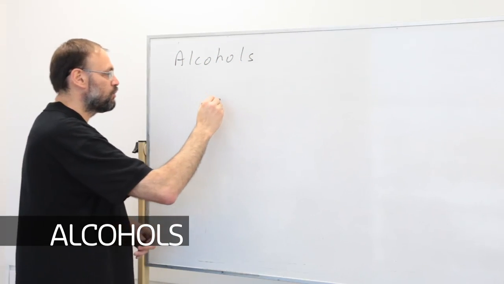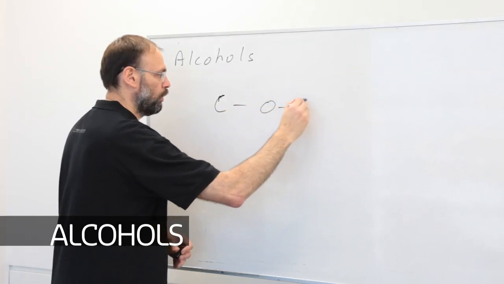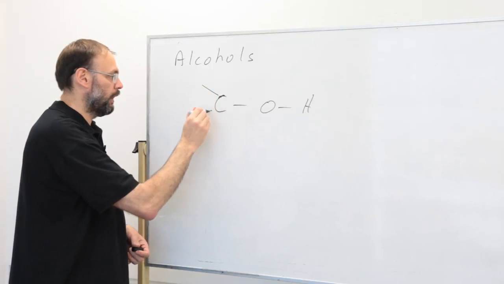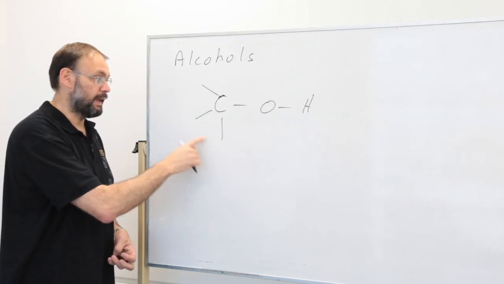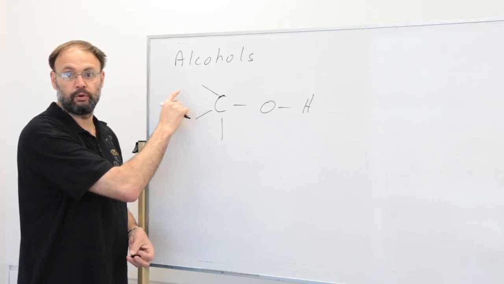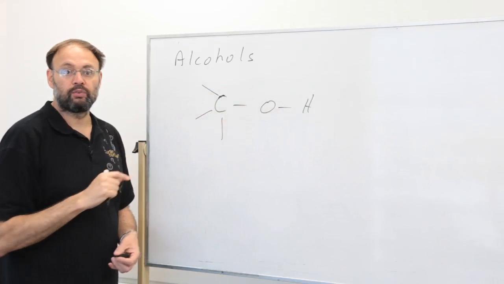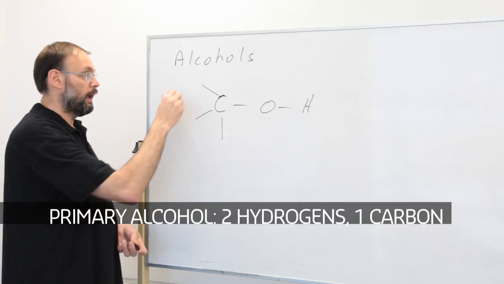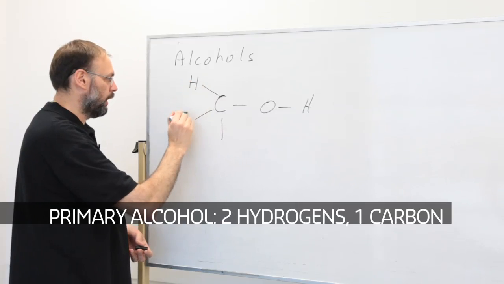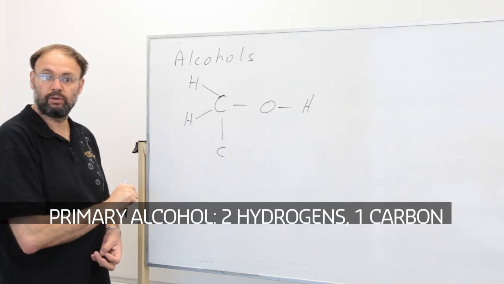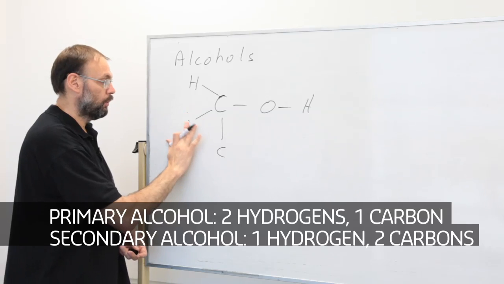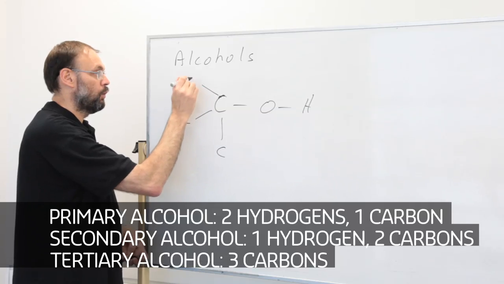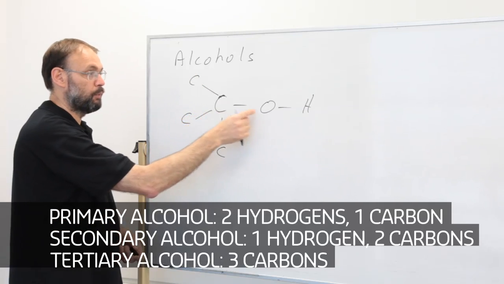And the alcohols have the general formula, a carbon bonded to an oxygen bonded to a hydrogen. And given that carbon has 4 bonds, there are 3 other groups attached there. They can be hydrogens or they can be other carbon groups. So they are alcohols. The alcohols are classified as primary alcohols, and a primary alcohol has 2 hydrogens and a carbon attached. A secondary alcohol will have 2 carbons and 1 hydrogen, and a tertiary alcohol we have 3 carbons attached to the carbon with the OH group.